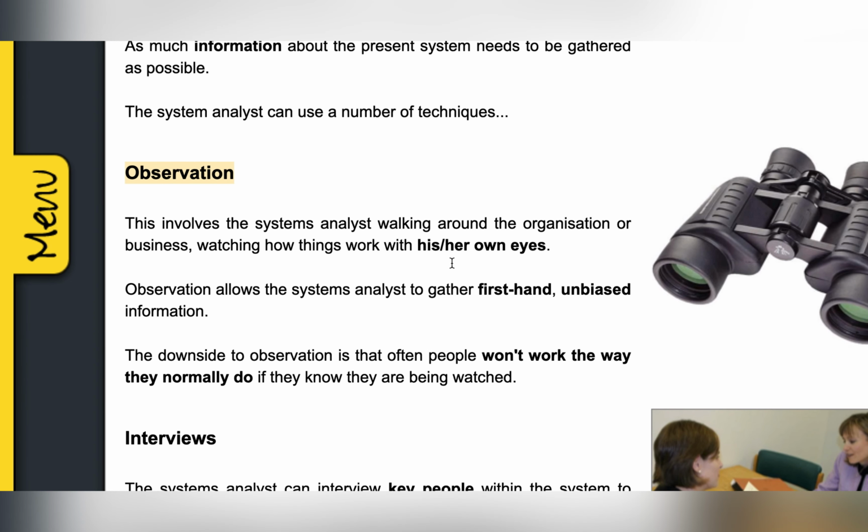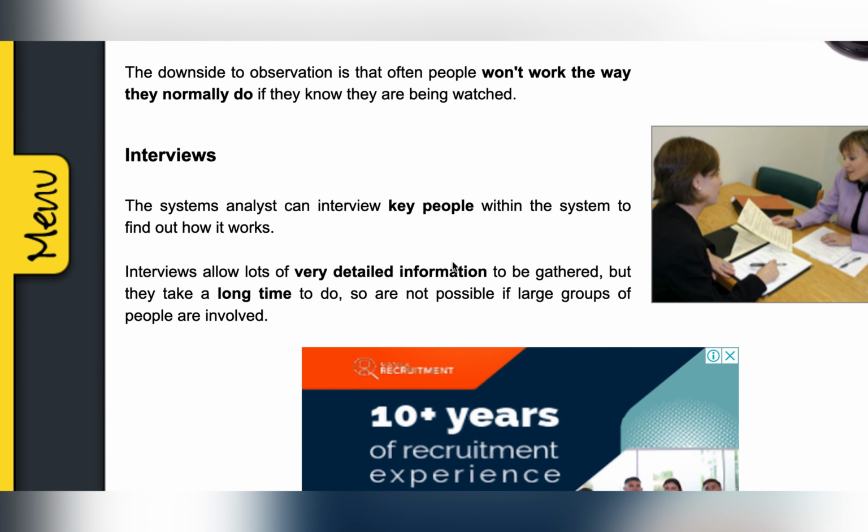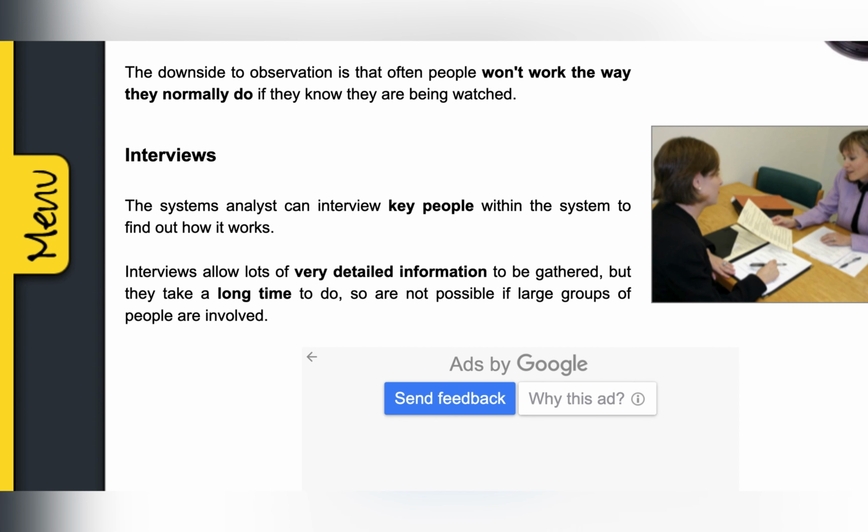So observation is to stay with the workers, the employees, as the system analyst, as an IT staff or a network analyst or a system engineer, and be watching them eyeball to eyeball and see what they're doing with the system and how the system is posing challenges to the employees. So the disadvantage of observation is that people tend to work differently when they are observed. They will not be themselves. They will not work the way they normally work when they are observed. So this is one disadvantage of using observation to collect information. This is important because in the exam they ask you the advantages and disadvantages of any of these methods.